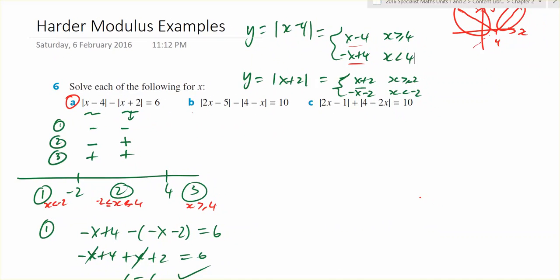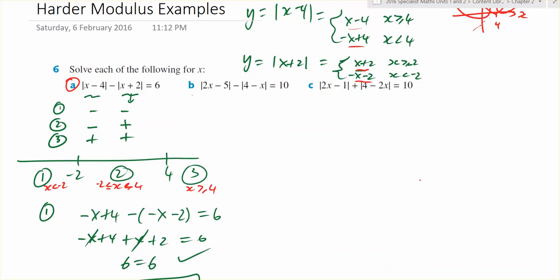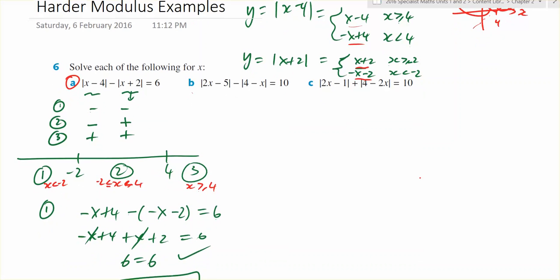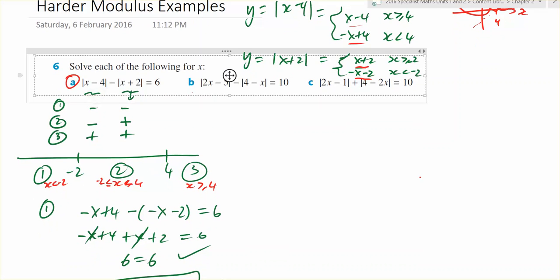Similarly, the modulus of x plus 2 separates into two pieces, this piece and that piece. Now, the trick here is to know when the various modulus terms equal 0. The modulus of x minus 4 equals 0 at 4, so I've written 4 on the number line. And the modulus of x plus 2 equals 0 at negative 2, so I've written that on the number line.